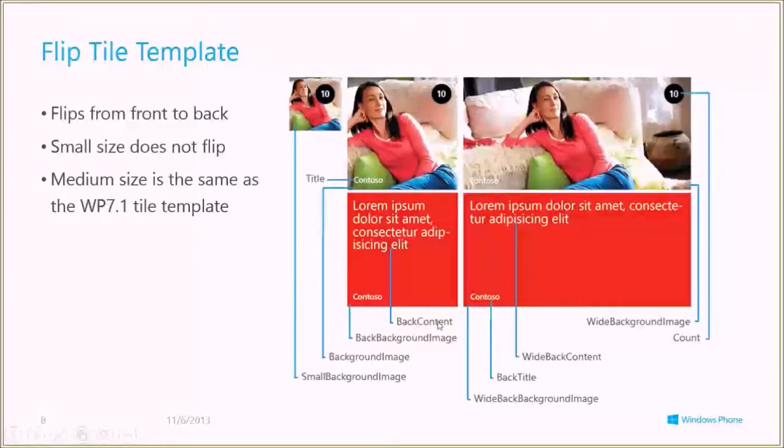There's also a back content that you can set. You can add a summary or a notification, the first part of a message, or what have you. You can also have a title. You can rename that title, and you can of course update the count. And there's the wide background image that you can also update, the wide back content, the back title. It's very straightforward. Just for you to know, the small size does not flip. Only the medium and the wide ones flip from front to back.